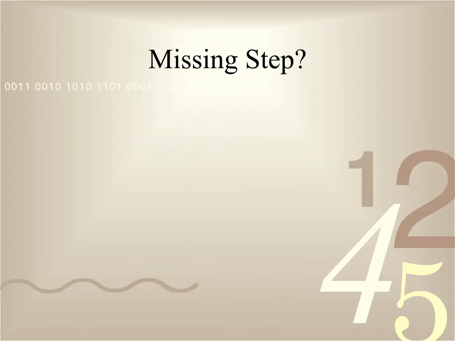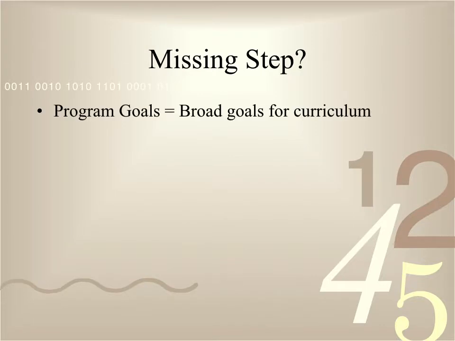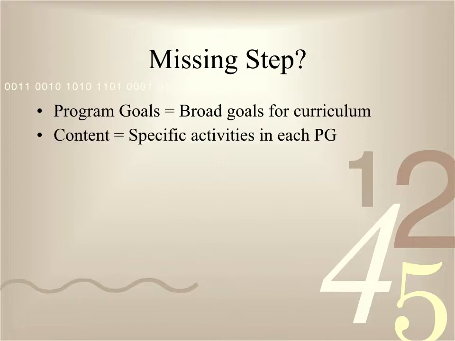To me, it seems like when you read chapter 6, there seems to be a missing step, at least the way I develop curriculum over time. We have program goals, which as a reminder are the broad goals for the curriculum, what students should be able to do by the end of the curriculum, or the large curriculum would be the entire curriculum for the year or the grade level.